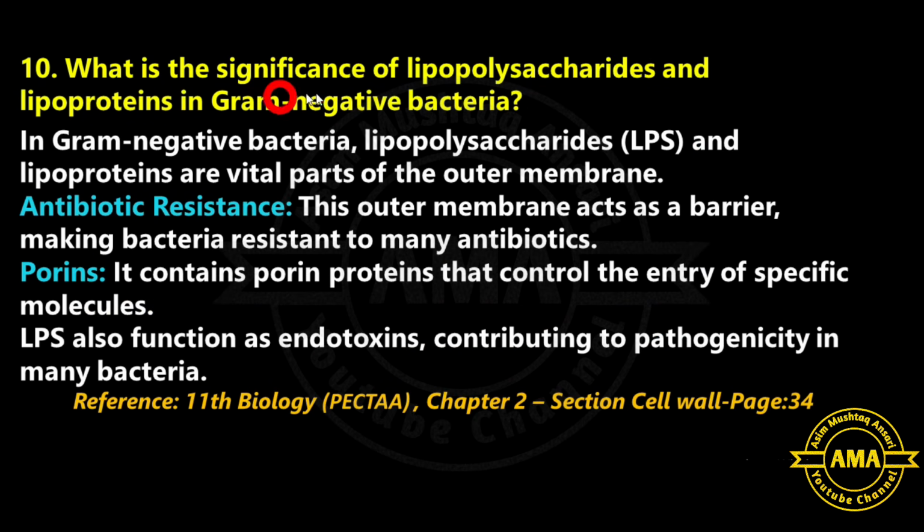Next is: what is the significance of lipopolysaccharides and lipoproteins in gram-negative bacteria? In gram-negative bacteria, lipopolysaccharides (LPS) and lipoproteins are vital parts of the outer membrane. Antibiotic resistance: this outer membrane acts as a barrier, making bacteria resistant to many antibiotics. Porins: it contains porin proteins that control the entry of specific molecules. LPS, lipopolysaccharides, also function as endotoxins, contributing to pathogenicity in many bacteria.